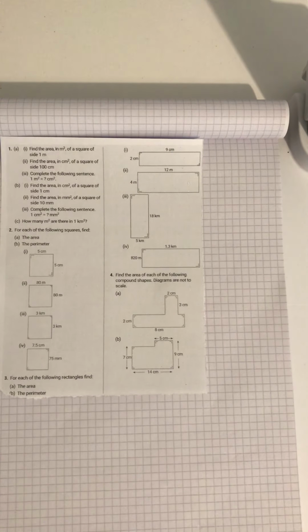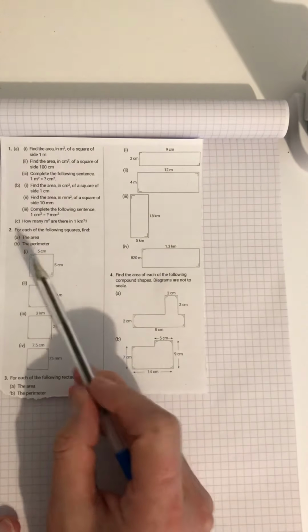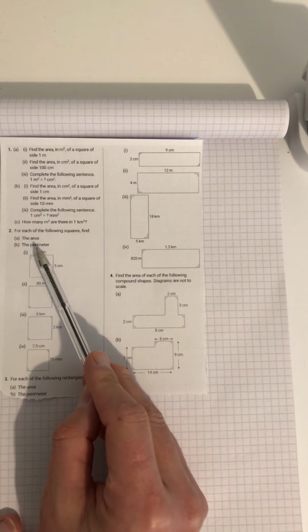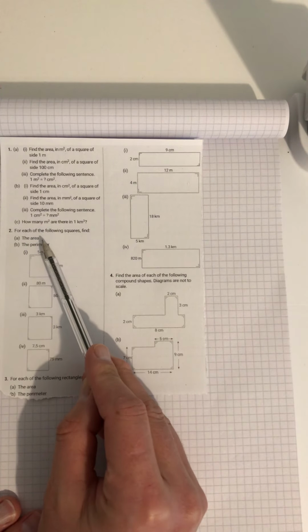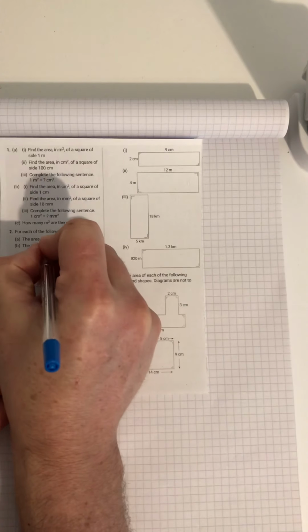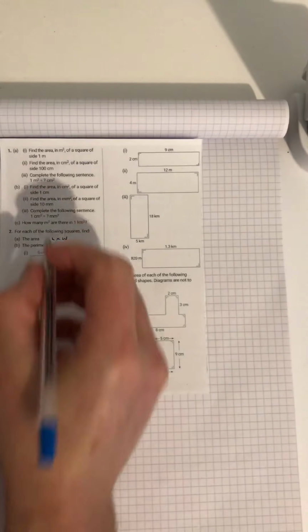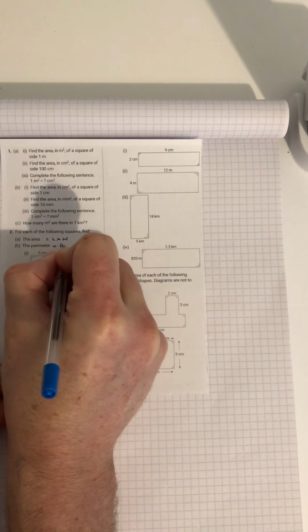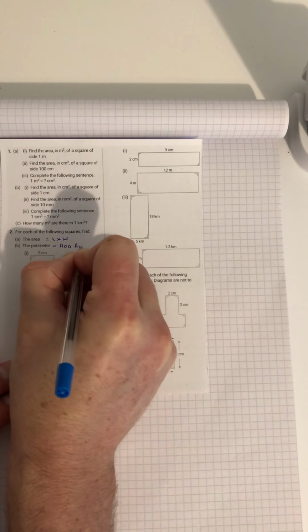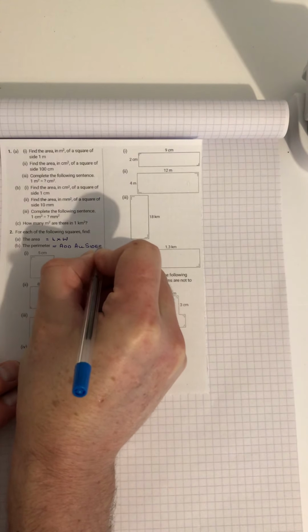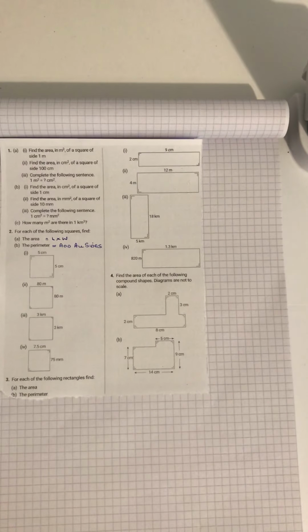So here's some area and perimeter basics for you. You've all seen area and perimeter before. For area, how do we find the area? We multiply the length by the width, whereas for the perimeter, we add all sides. So that includes all the sides of the shape, okay?